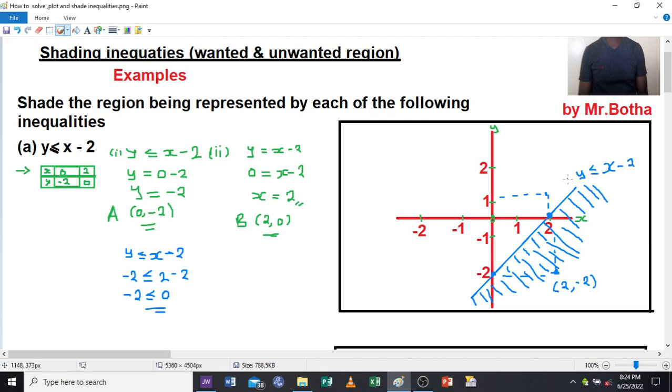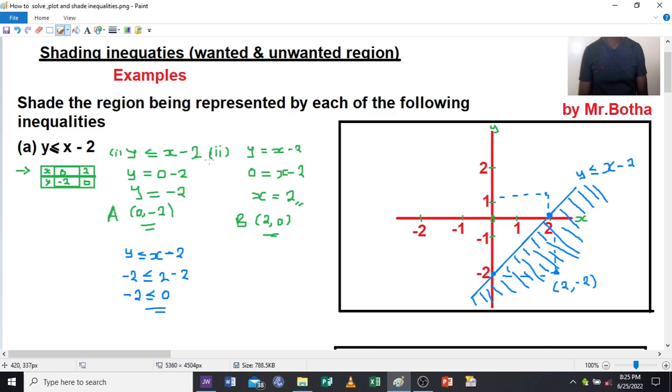So if we want to shade the unwanted region, since the point we had picked, that is 2 comma -2, produced a statement in line with the inequality we've been given, then the unwanted region will be the opposite. Okay, so what we have shaded is the wanted region. Now if you want to shade the unwanted region, then you shade otherwise of the statement that your inequality has produced.